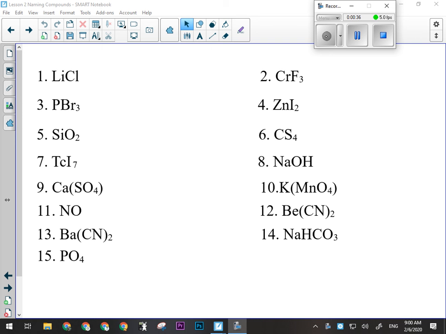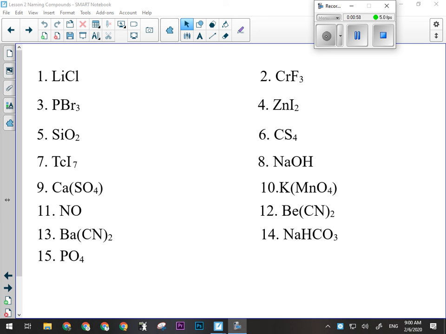So what we have here is a list of several different compounds. Some of them are ionic. Some of them are molecular. Some of them have multivalent metals and their names would require Roman numerals. Some of them have polyatomic ions. But they all need to get named. So here's some things that we need to remember.